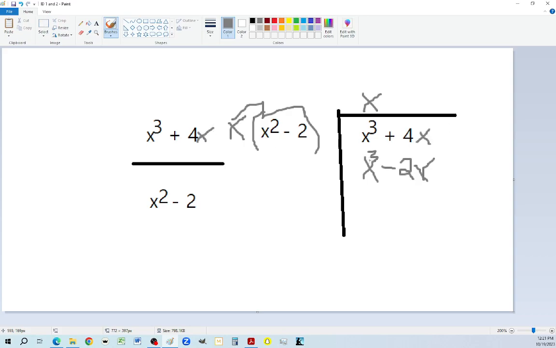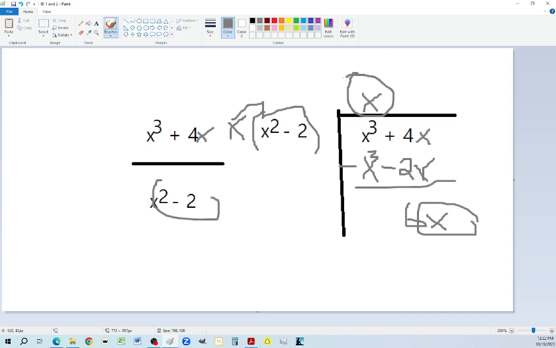4x. And then when I subtract these, this 4x minus minus 2x becomes 6x, and x squared cannot go into 6x. So the remainder doesn't matter. We just know that this asymptote will be y equals x. Let's see if that's true. So we've got x cubed plus 4x over x squared minus 2.